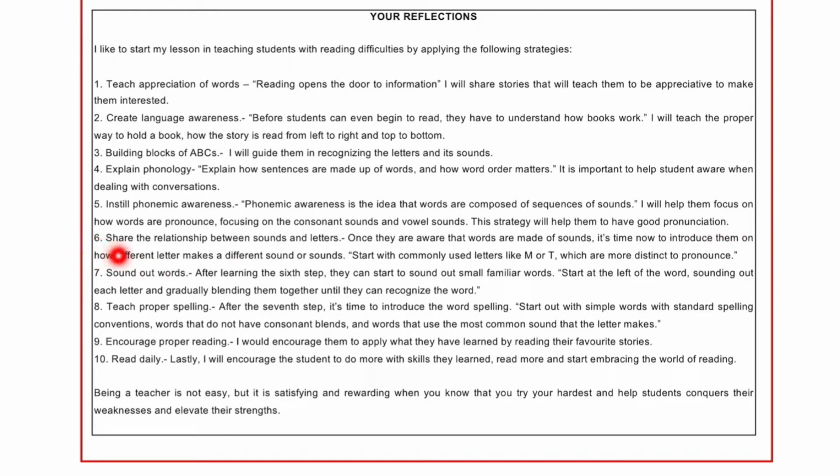So, number 6 is share the relationship between sounds and letters. So, ano ba yung relationship ng sounds and letters? So, once they are aware that words are made of sounds, it is time now to introduce them on how different letters make a different sound or sounds. So, yung bawat letter na to ay may kanya-kanyang ginagampanan. May kanya-kanyang mga sounds.